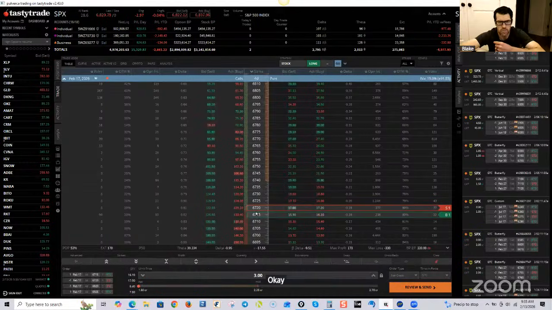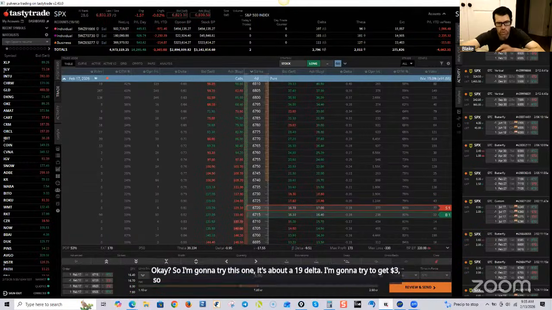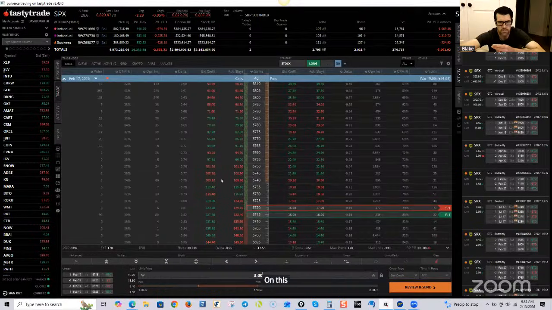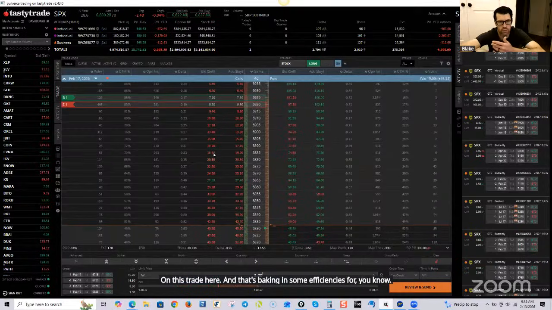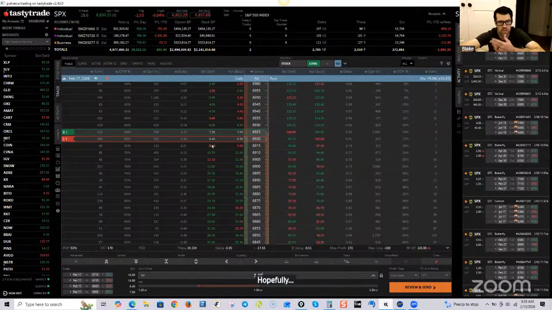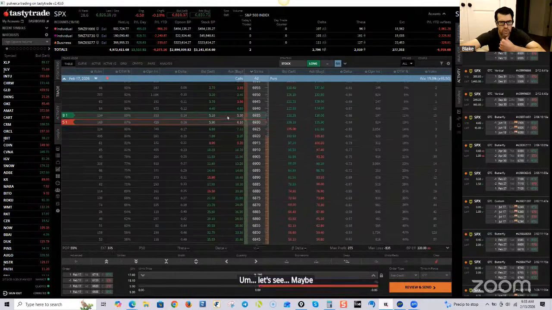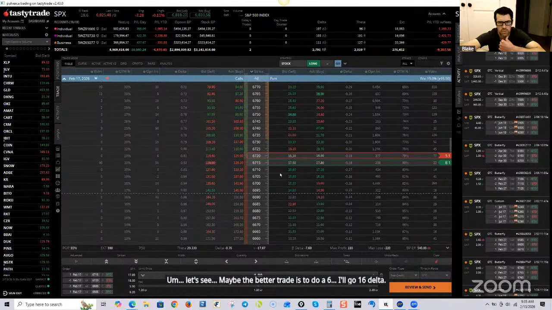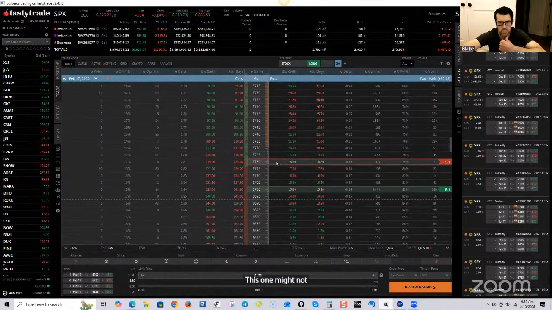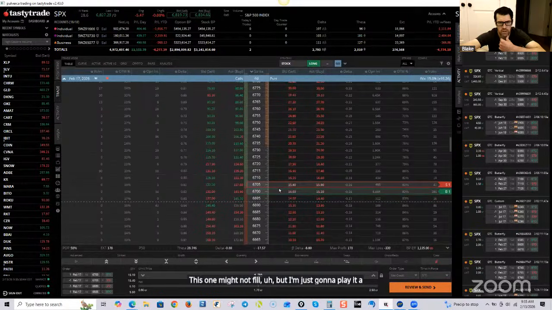Okay. So I'm going to try this one. It's about a 19 delta. I'm going to try to get $3. So I'm risking 2 to make 3 on this trade here. And that's baking in some efficiencies for, hopefully Tuesday, I suppose. Let's see. Maybe the better trade is, I'll go 16 delta. This one might not fill, but I'm just going to play it a little bit more forgiving.